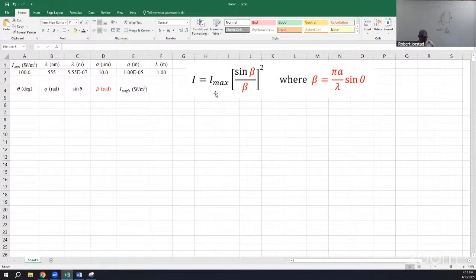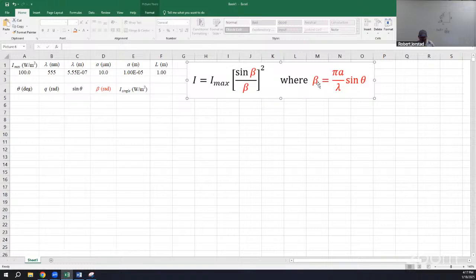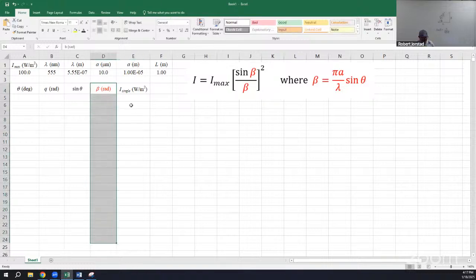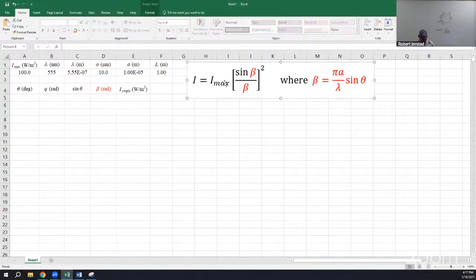And here's the equation that we want to use. It's pi a over lambda times sine theta equals beta. So I've color coded that one column here. And this is the intensity function that we're trying to model right here.